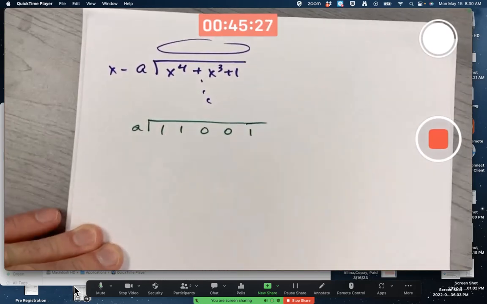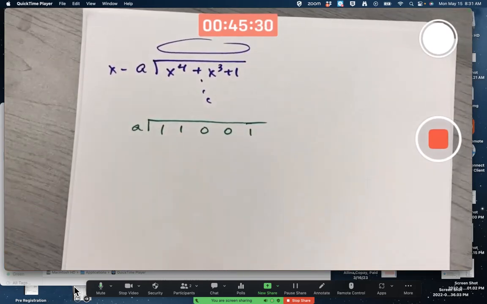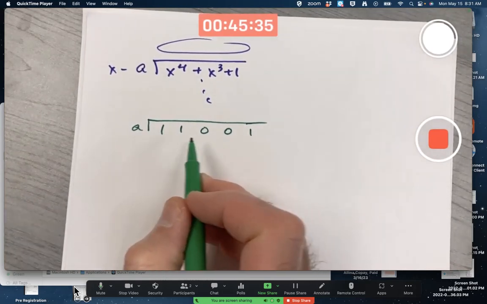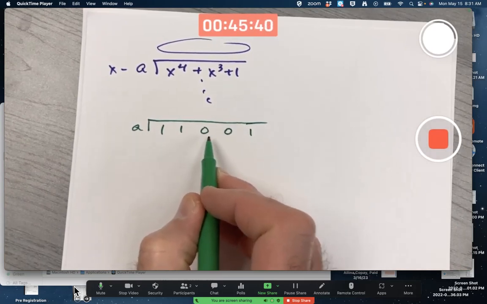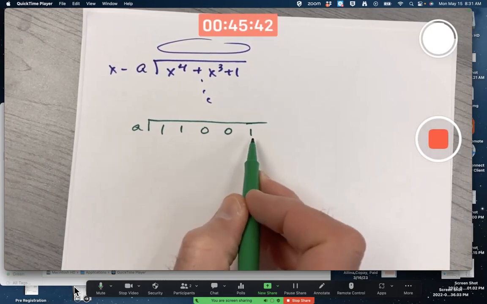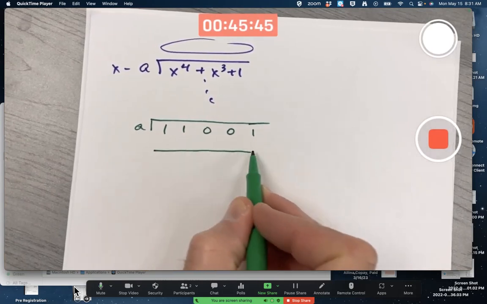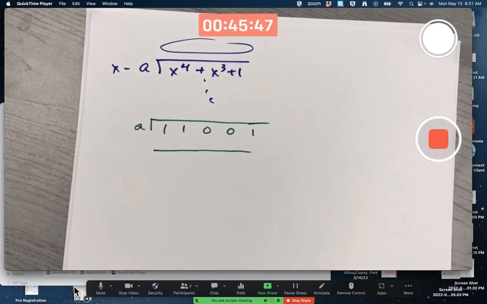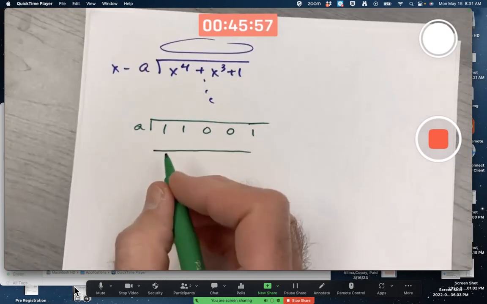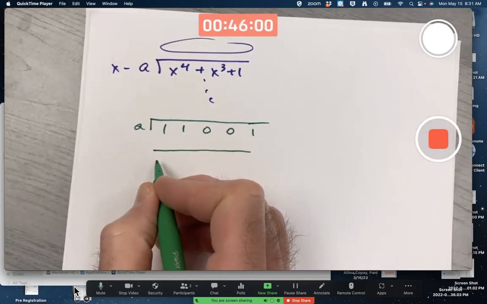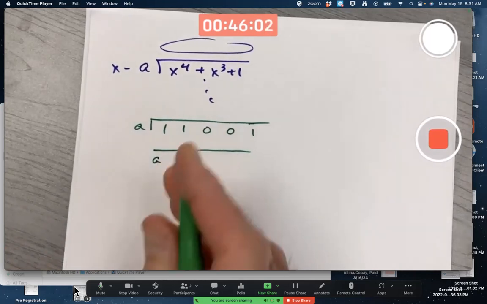Careful. Got to put all the coefficients there. There's the 4th degree coefficient. There's the 3rd degree. 0 and 0 are the 2nd degree and 1st degree. 1 is the constant term. Wait a minute. How do I do the synthetic division? Well, remember, a is a 0 of f of x, so you've got to get 0 in the end. How's that going to happen? What is a exactly anyway? Well, don't worry about it, just do it.